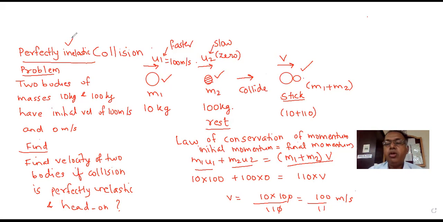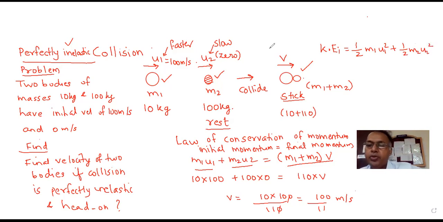Suppose you are asked to find what is the change in kinetic energy. So what would be the change in kinetic energy? Kinetic energy initial would be half m1 u1 square plus half m2 u2 square. Okay, so this is half m1 u1 square plus half m2 u2 square, and this comes as half, m1 is 10, into 100 square. Okay, so this is 5 into 10 to the power 4 joules.